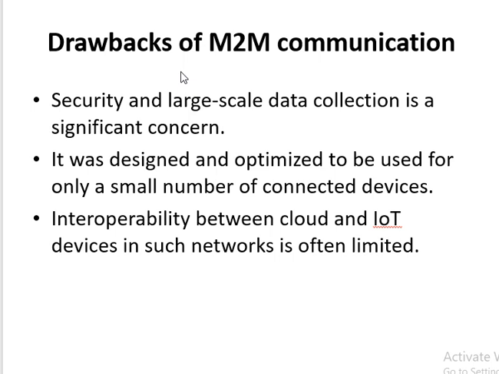So, drawbacks of M2M communication. Security and large scale data collection is a significant concern. It was designed and optimized to be used for only a small number of connected devices. Interoperability between cloud and IoT devices in such networks is often limited. And the use of cloud computing in M2M means dependence on others, which could limit flexibility and innovation. Security and ownership of data is a big concern. M2M communication requires availability of constant internet connection with reasonable speed.